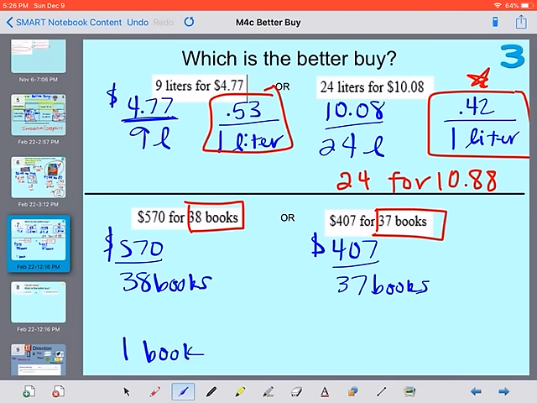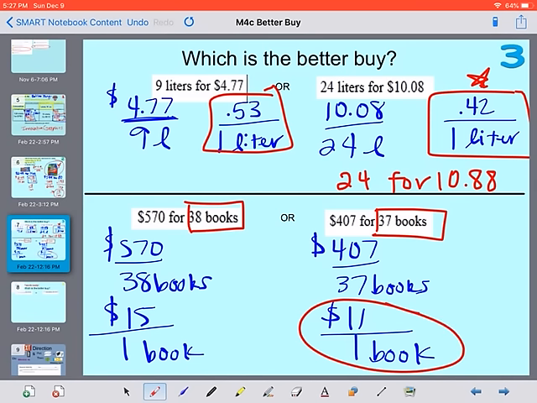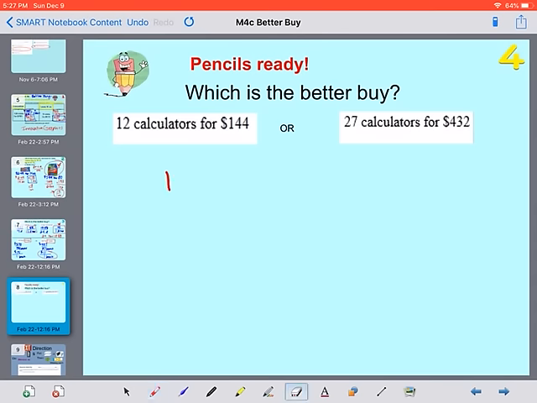So 570 divided by 38 is $15 per book. Over here, if we take 407 divided by 37 books, it's only $11 per book. So this is clearly the better buy, $407 for 37 books. You can do comparisons like this wherever you're at the grocery store, at the clothing store, wherever you are shopping. Just take the price and divide it by the number of items or ounces or whatever you're buying.